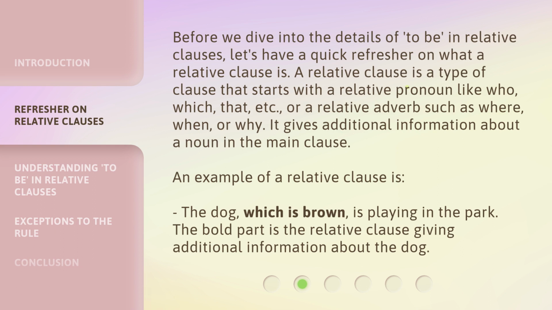An example of a relative clause is: the dog, which is brown, is playing in the park. The bold part is the relative clause giving additional information about the dog.